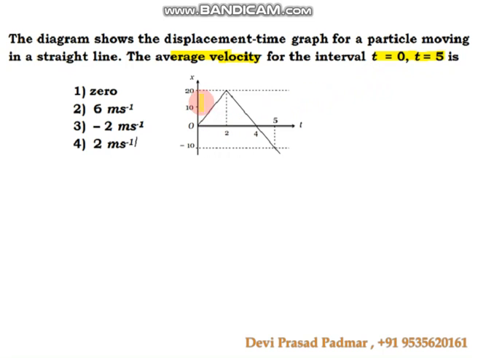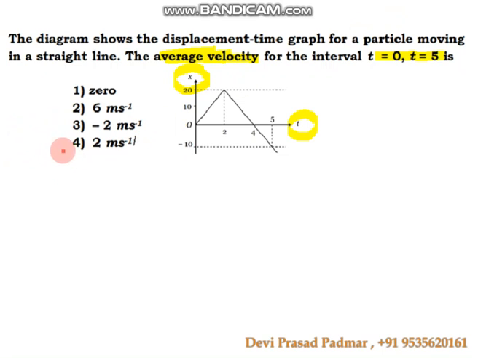So, a graph is given here, that is the x-t graph. This is x and this is t, that means a displacement time graph is given, and from this we need to get the value of average velocity in the time interval t equal to 0 to t equal to 5.